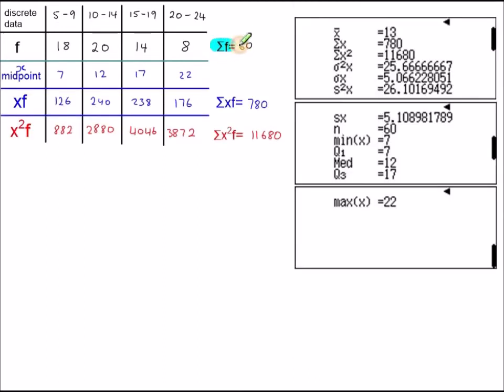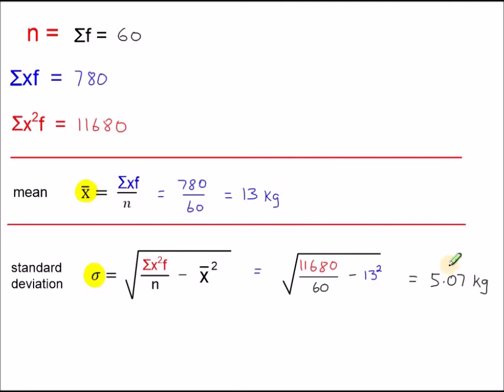So the sum of the frequencies, or the number of data values, is here. The sum of our data values, 780, is here. The sum of the x squared values is here. We calculated the mean, which was 13. We have that. We've calculated the standard deviation, which was 5.07, rounded to 3 significant figures. So the mean and standard deviation.